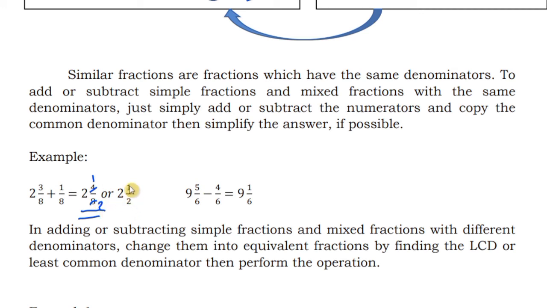That would be the other thing that we should understand and put into our mind, that whenever we do further work in fractions, all we have to do is to reduce to the lowest term to get the final result. Then we now have 9 and 5/6 subtracted by 4/6. So we have 5 minus 4, 1, and we copy the 6. Okay?